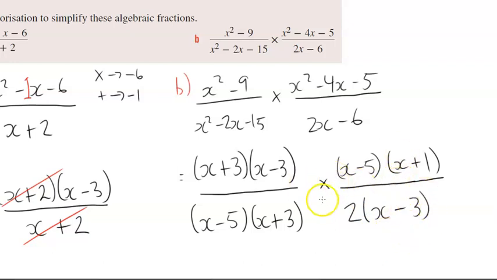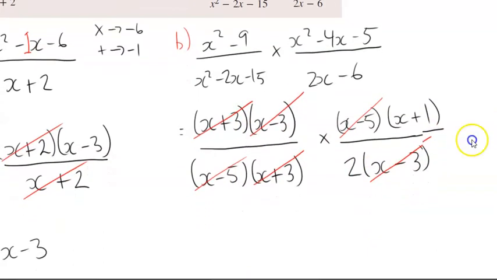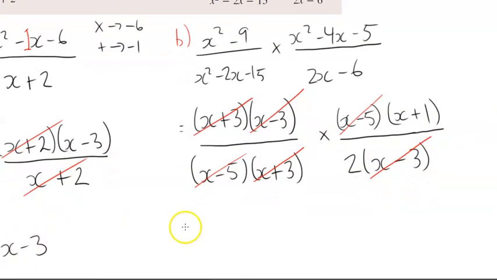Now this times here just unifies all the numerators together and all the denominators together, so we can do any type of cross cancellation as well. If I see an x minus 5 on the top here, I can cancel that one with this one here. I see an x plus 3 at the bottom here, so I can cancel it with that one. I also see an x minus 3 and an x minus 3 there. There's no more that I can cancel down.